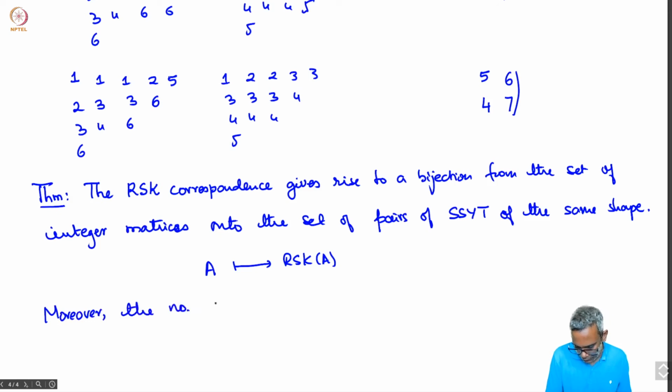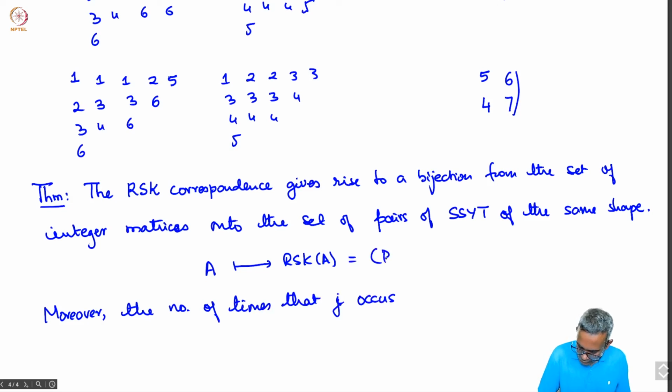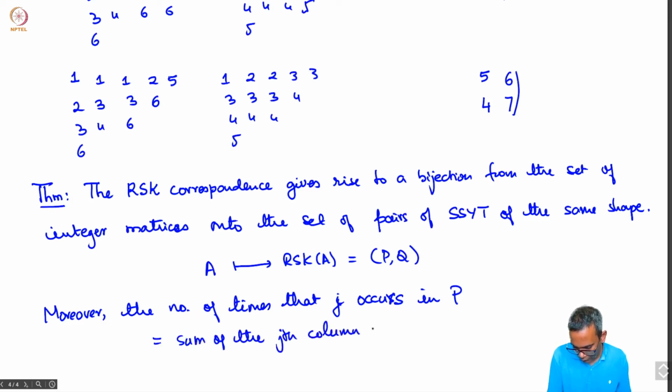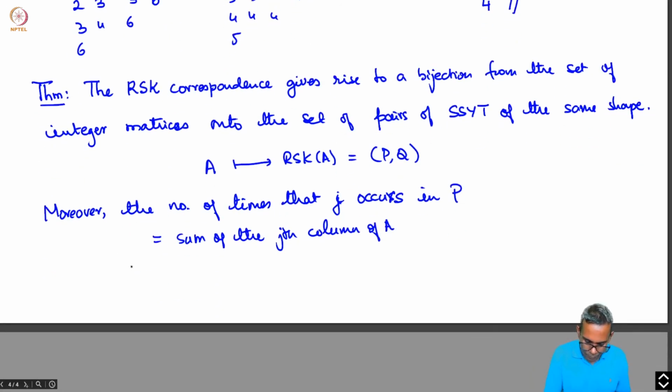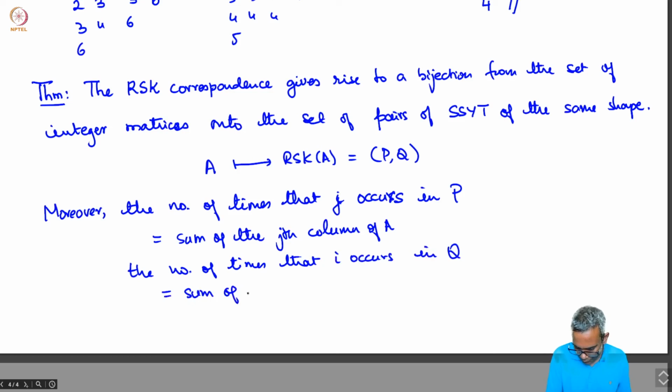let's say this is P comma Q, the number of times that j occurs in the insertion tableau P is equal to the sum of the jth column of A, and the number of times that i occurs in Q is equal to the sum of the ith row of A.